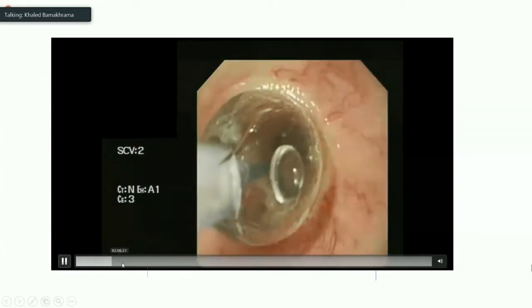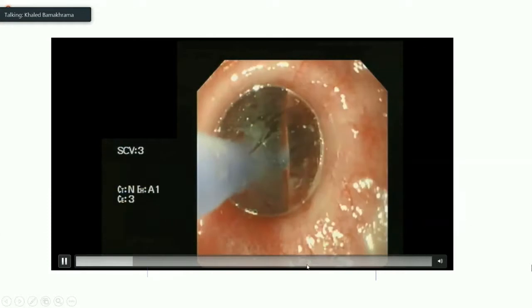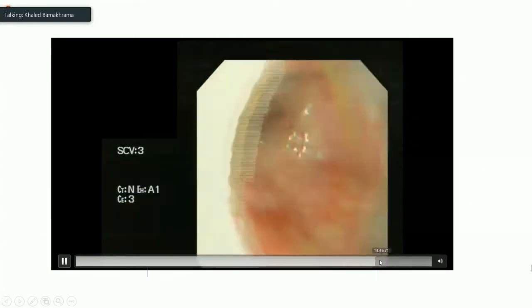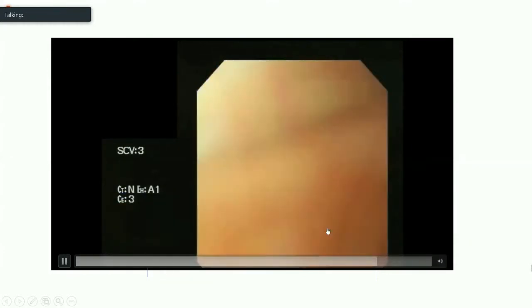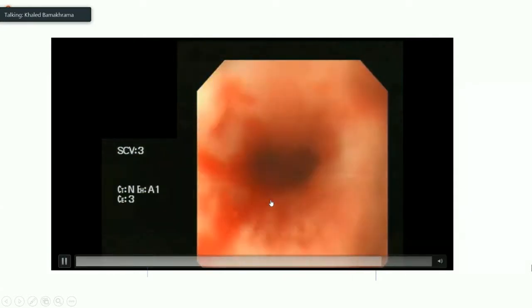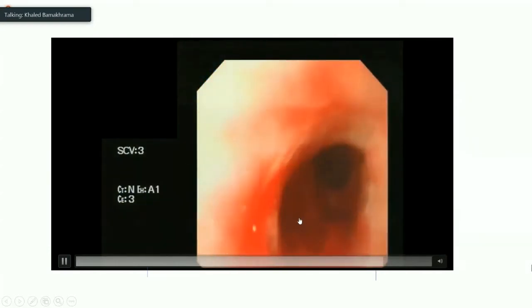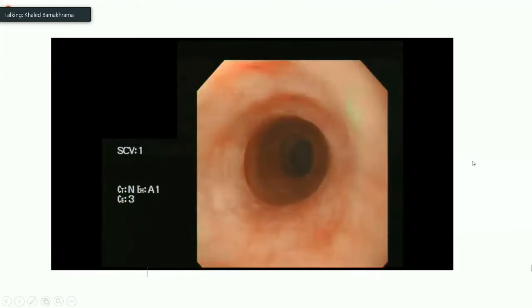You can see in this case I used the balloon, and then you can see after the dilatation. He had multiple levels of stricture. All of them, we dilated from the upper, mid, and lower esophagus. You can see here, I'm trying to introduce a scope. This is the proximal one. And then if you go down deep, you can see the other tear here. You can see them, and the patient did fine.